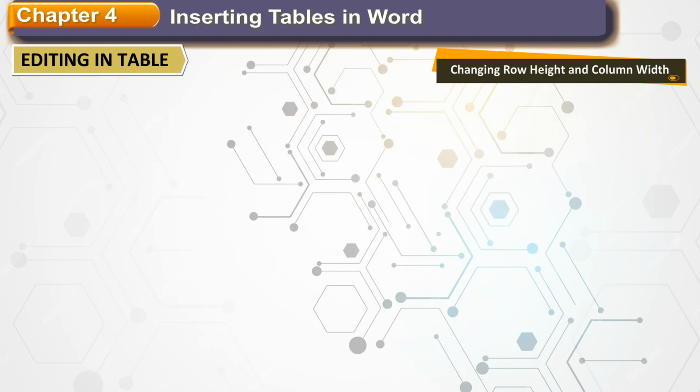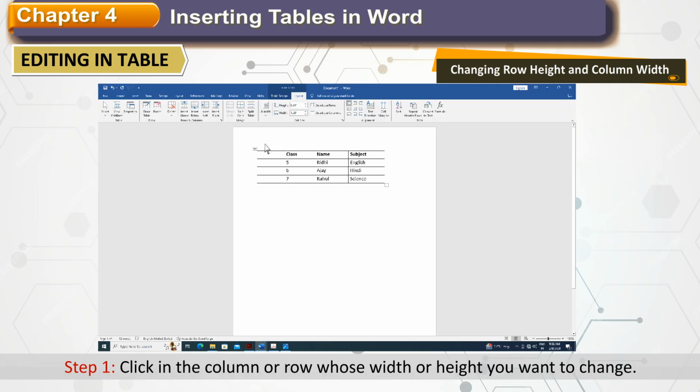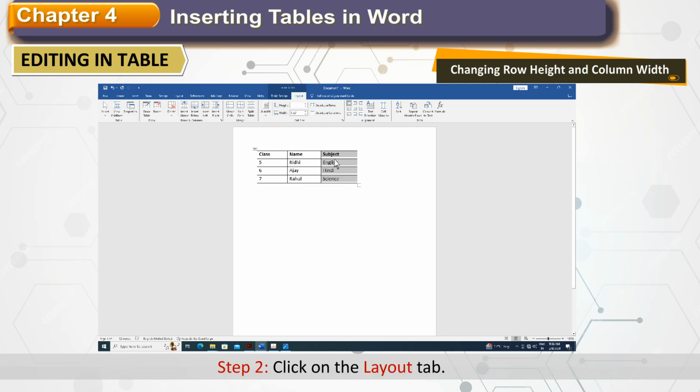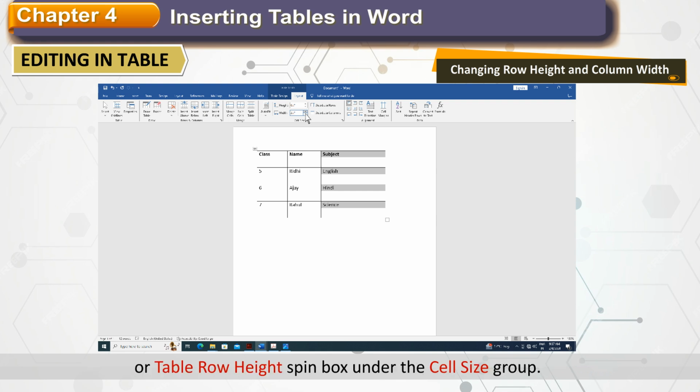Changing row height and column width. To change the column width and row height, follow these steps. Step 1. Click in the column or row whose width or height you want to change. Step 2. Click on the Layout tab. Step 3. Specify the column width or row height in the Table Column Width or Table Row Height spin box under the Cell Size group. Step 4. To make the column in a table automatically fit the contents, click anywhere in your table. Step 5.